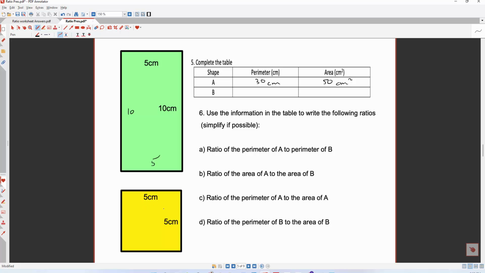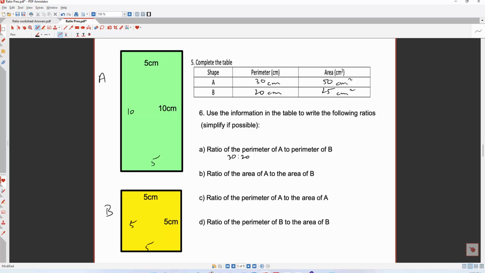Alright, now let's have a look at this one here. So what we've got for shape B, we'll assume that this is shape A, and we'll assume that this is shape B. Alright, so shape B has a perimeter, it's a square, so it's just 4 lots of 5, which is 20 centimeters, and an area, 5 times 5, 25 centimeters squared. Alright, so what we'll do first of all is write the ratio of the perimeter of A to the perimeter of B. So here's the perimeter of A, it's 30 to the perimeter of B, which is 20.